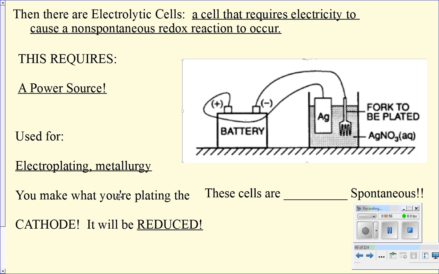You make what you want to plate the cathode when you're doing electroplating, and it will be reduced. So you're actually taking ions and turning them into a solid metal. These cells are not spontaneous. They have to be driven by a power source. If we were plating this fork with the silver in here, what we'd actually be doing is turning this silver into silver ions, which would then go get reduced on the surface of the fork, thus coating it in silver.